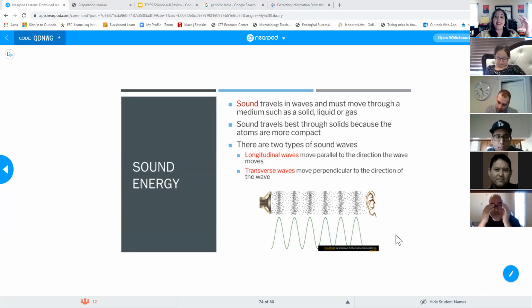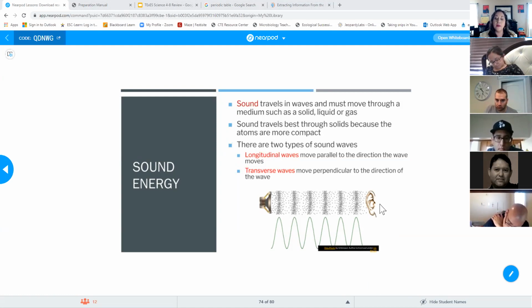If I have a slinky and I push the slinky, it's going to move the wave in that direction. So that's the difference between transverse and longitudinal. Light waves travel like what we think of as a wave, and sound waves travel like a slinky, moving kind of crushed together as it goes through.